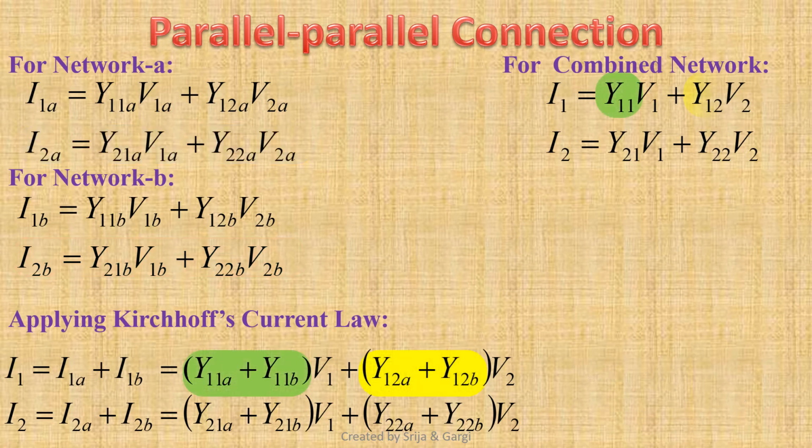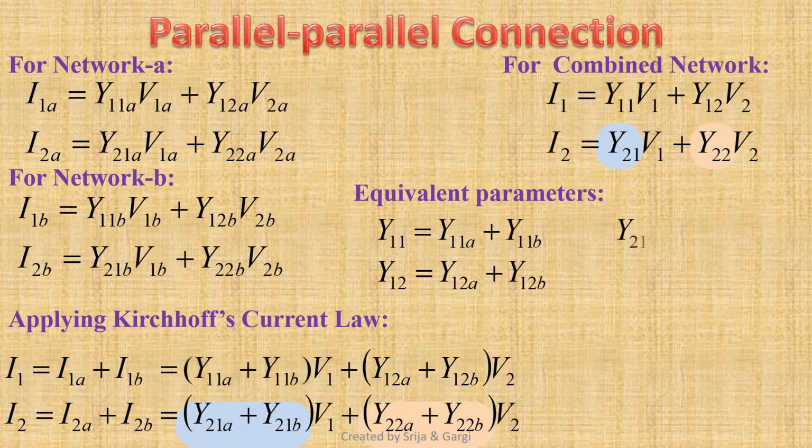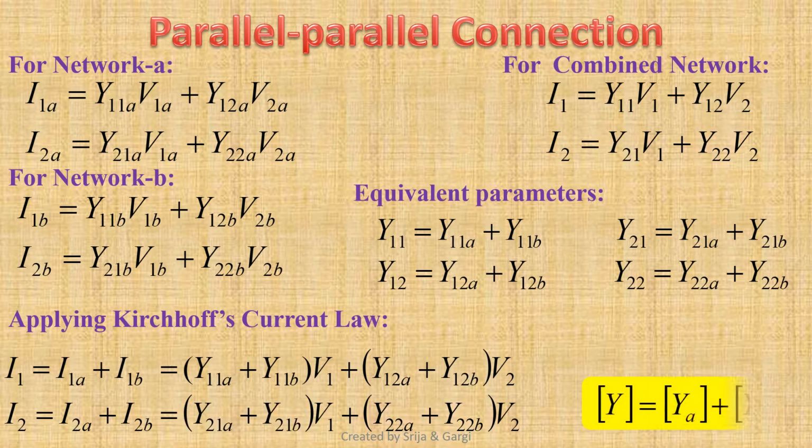Comparing the expressions of I1, we get Y11 equals Y11A plus Y11B, and Y12 equals Y12A plus Y12B. Comparing the expressions of I2, we get Y21 equals Y21A plus Y21B, and Y22 equals Y22A plus Y22B. Therefore, we can write matrix of Y equals matrix of Ya plus matrix of Yb.